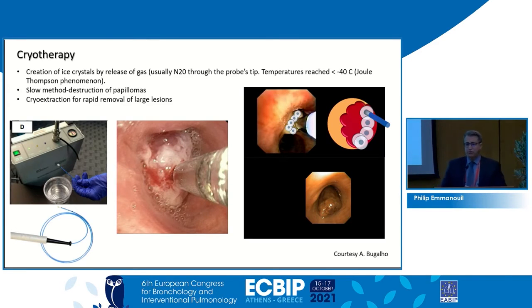Another method to deal with papillomas is cryotherapy. Cryotherapy is based on releasing a gas, usually nitrous oxide, through a small catheter at the end of the bronchoscope and creating temperatures less than minus 40 degrees. It is called the Joule-Thomson effect. We can destroy papillomas in the slow way, as you can see on the picture on the right. We can apply the cryoprobe sequentially in every spot with freezing and thawing cycles, and thus destroy the papillomas.